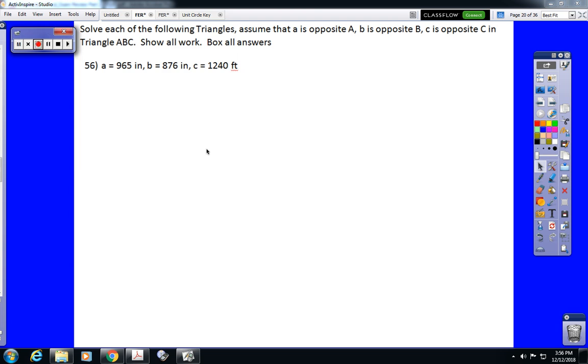Alright, here's the next piece of the final exam review. This is covering page 7 of your main final exam review packet, which is problems 56, 57, and 58. All three of these problems have the same directions as the last problem in the last video, which is to solve the following triangle. Assume that a is opposite angle A, b is opposite angle B, c is opposite angle C in triangle ABC. Show all work.